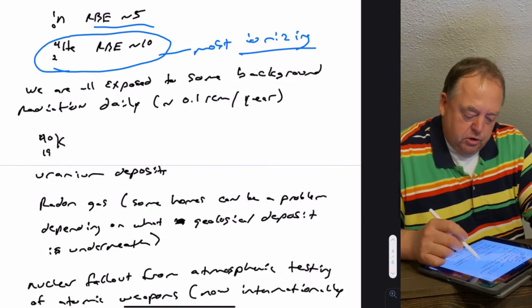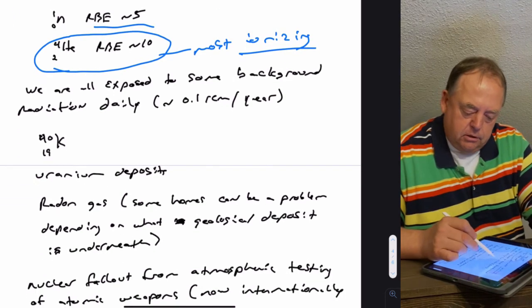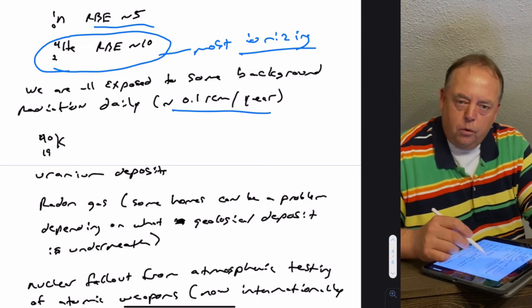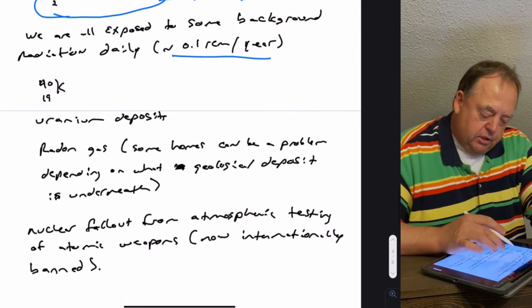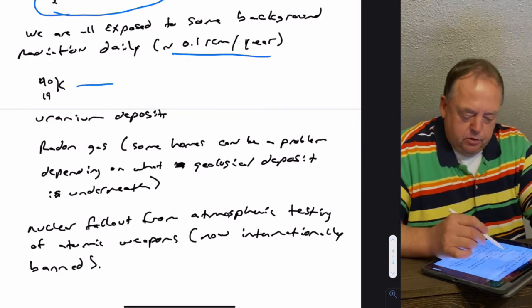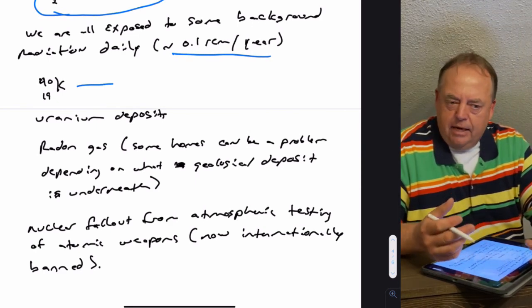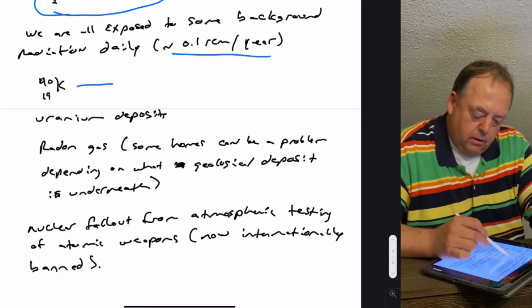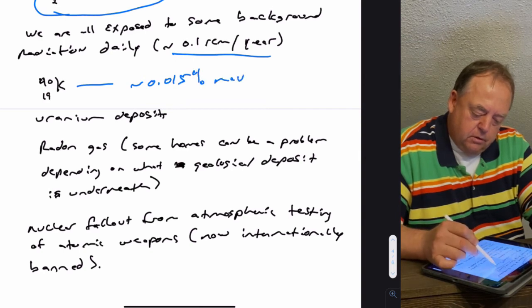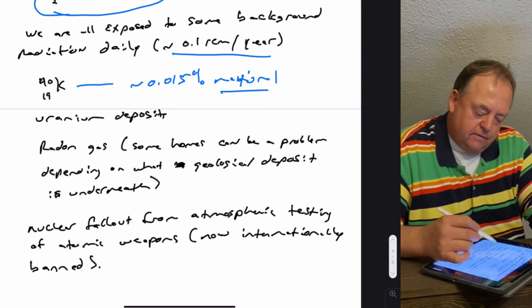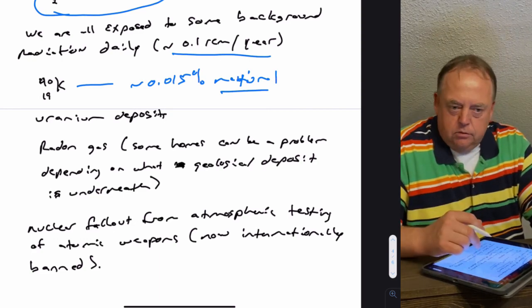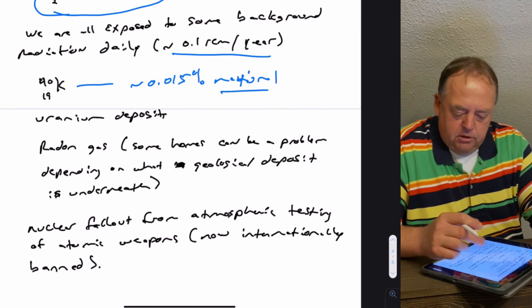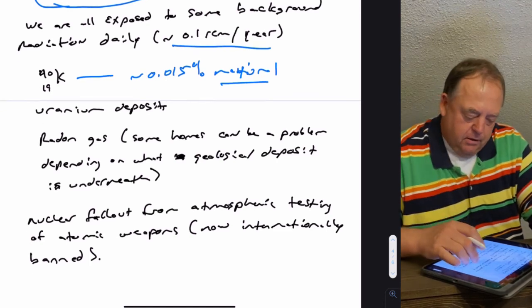So we're all exposed to some background radiation on a daily basis. So we're exposed to about 0.1 rem per year. So how are we exposed? We're exposed through potassium. So potassium is one of those essential ion elements that we must have in our diet. And it's quite a bit of potassium, around 0.015% natural abundance for the potassium-40 isotope, which is radioactive. So we're all constantly, every single day, getting some potassium-40 in our diet. So we get a little bit of radiation exposure from that.